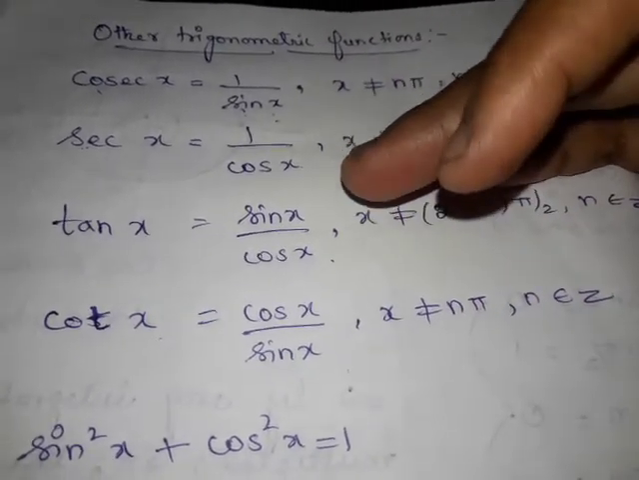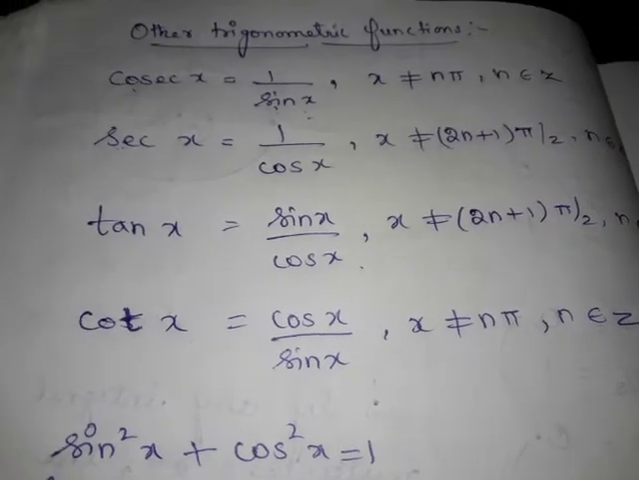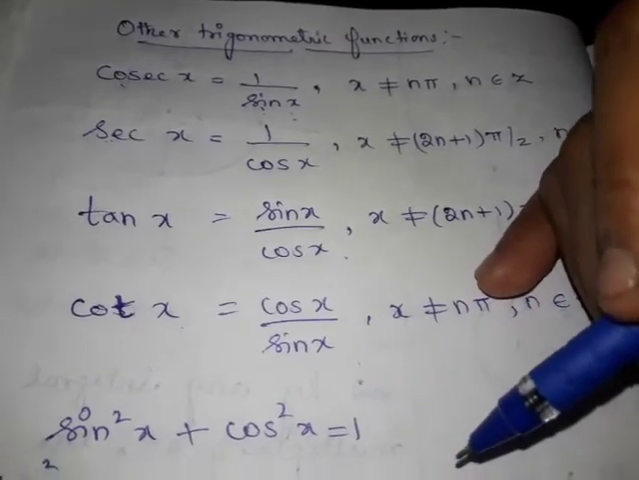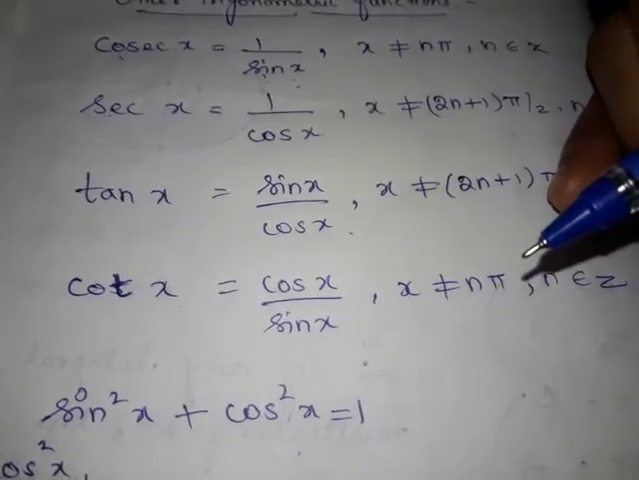Now we will come back to the identity. One basic identity only we learnt, sin square x plus cos square x equals 1. Using this, let us obtain the remaining two identities you might have learnt in class 10. What are those two identities?